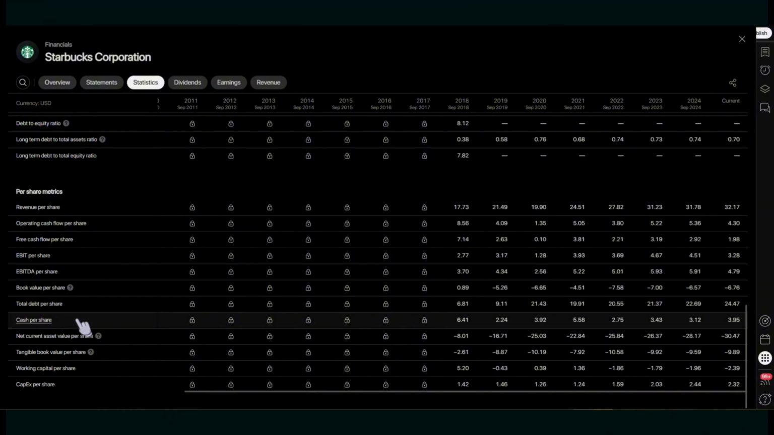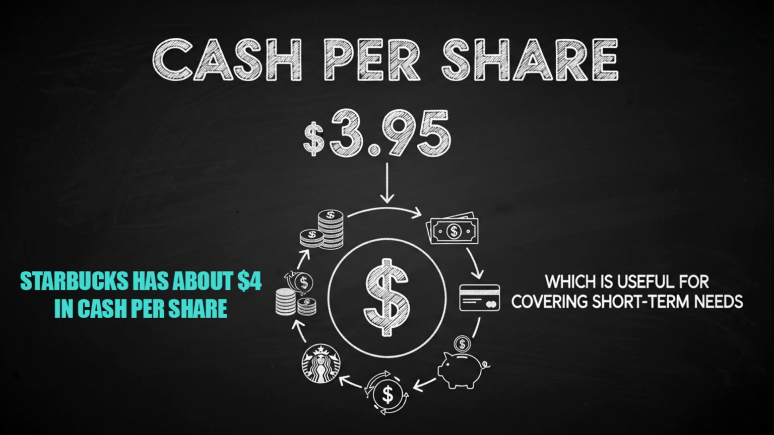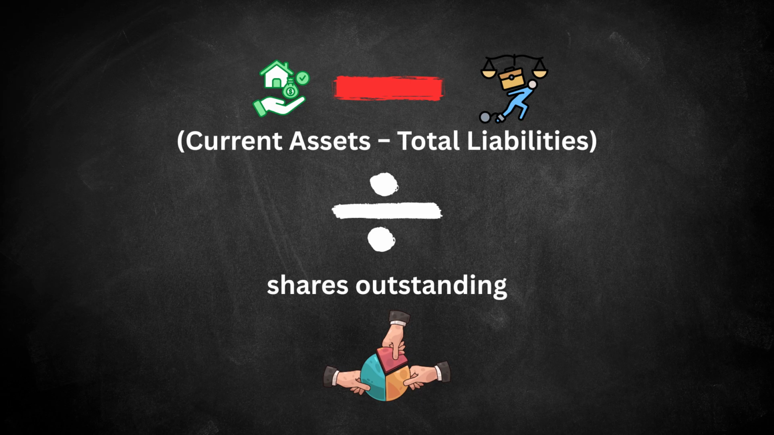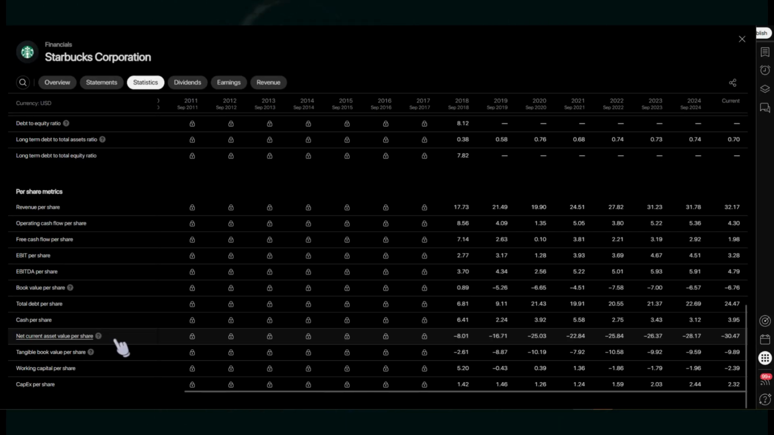Cash per share is 3.95. Starbucks has about $4 in cash per share, which is useful for covering short-term needs. Net current asset value per share is negative 30.47. This is current assets minus total liabilities divided by shares. It's deeply negative, which reflects that liquidity concern we talked about earlier.